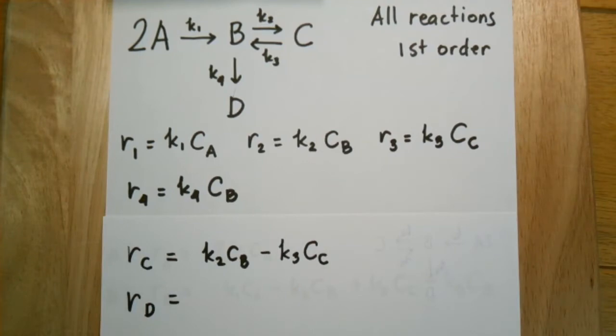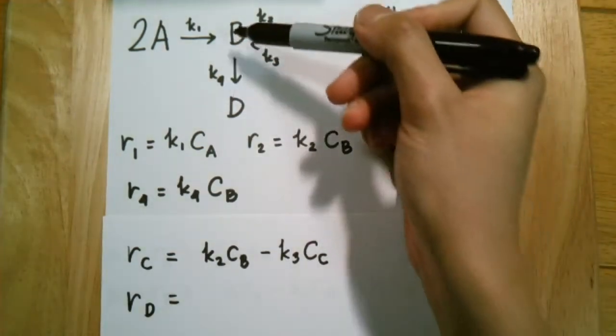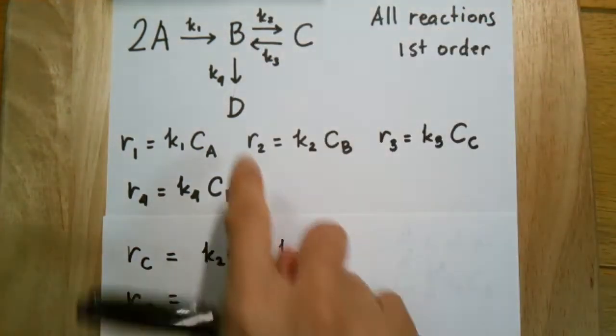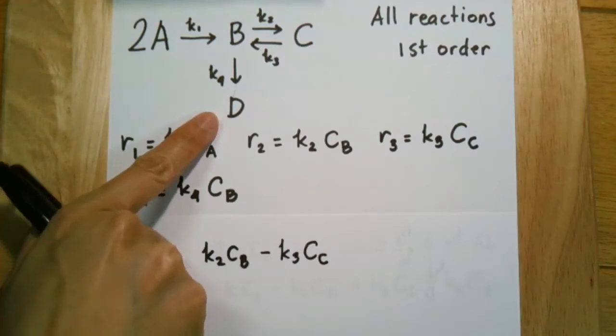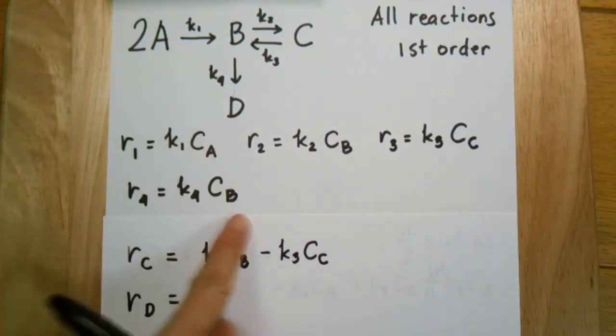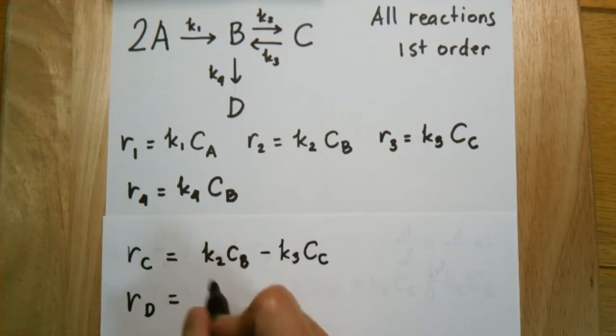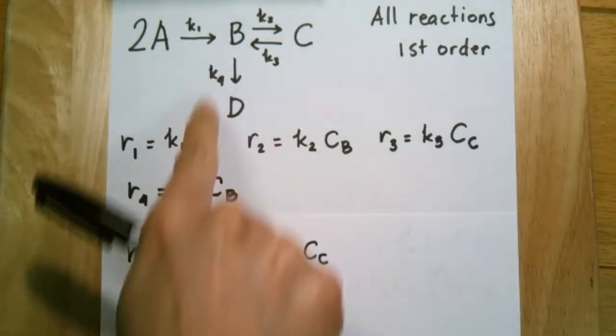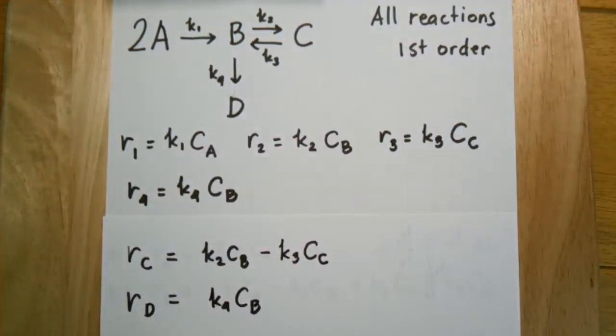And then finally, rate of generation of component D. That's RD, and D is involved only in one reaction, and that's reaction 4. Every time reaction 4 takes place, 1D is produced. So I can just write the rate of reaction 4, K4 CB, and then multiply that by 1. Now we have all of the rates of generation of all of the components.